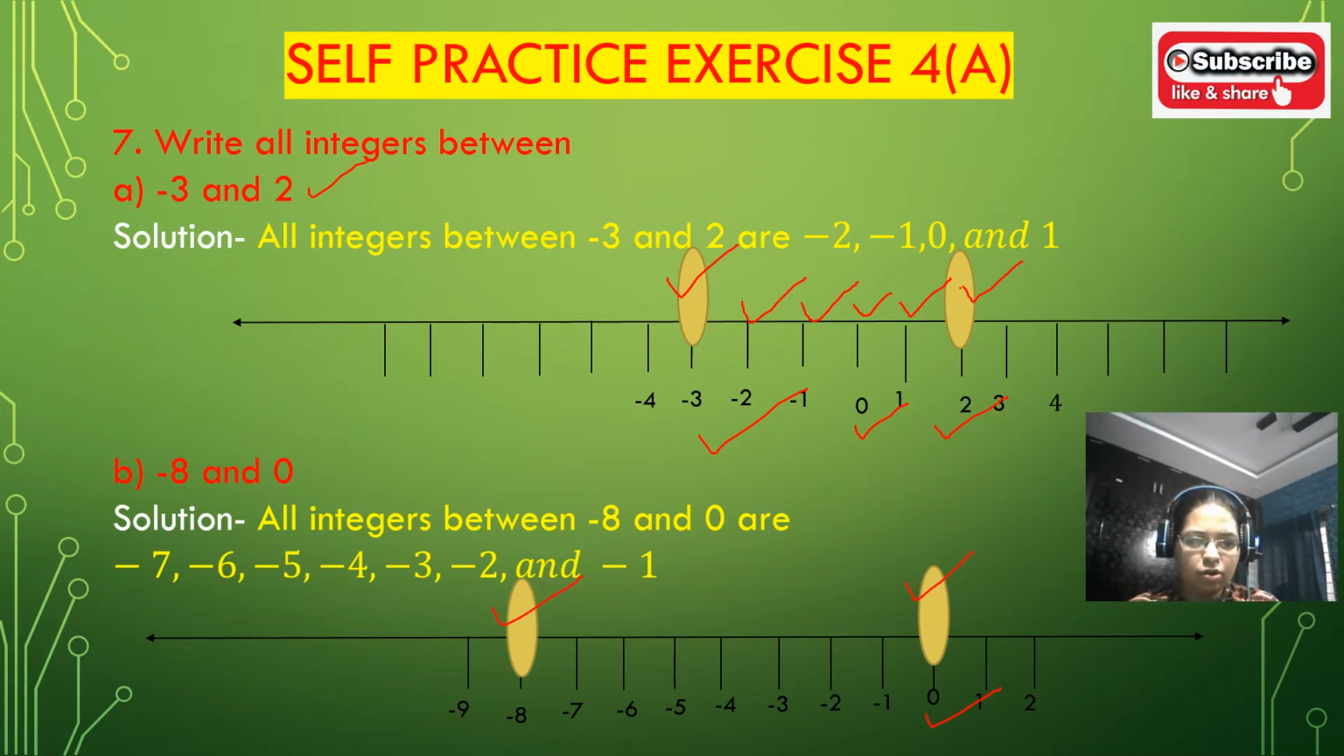Between -8 and 0, the integers are -7, -6, -5, -4, -3, -2 and -1. These are the integers between -8 and 0. All integers between -8 and 0 are -7, -6, -5, -4, -3, -2 and -1.